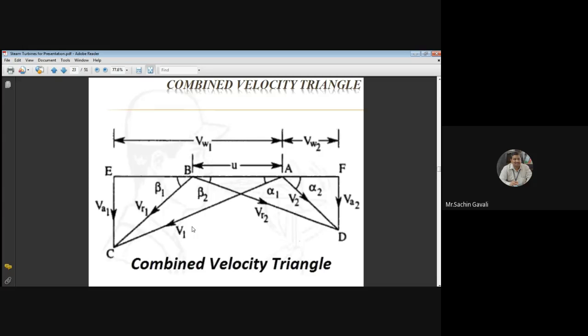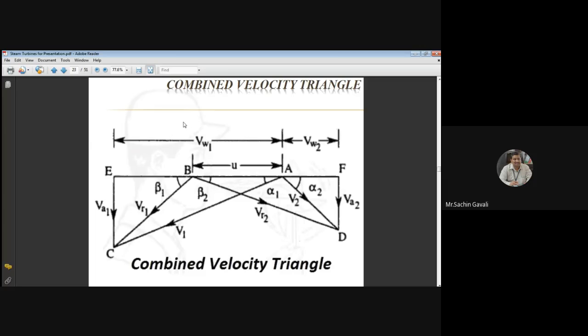So V1 is the velocity of the jet or steam coming from the nozzle, making angle alpha 1. This V1 has two components, one is Vw1 and Vf1. Vertical is Vf1 or Va1, and horizontal is Vw1. At the same time, the blade is moving with the velocity U. And the difference between these two, V1 and U1, is equal to Vr1, and it is called the relative velocity component.